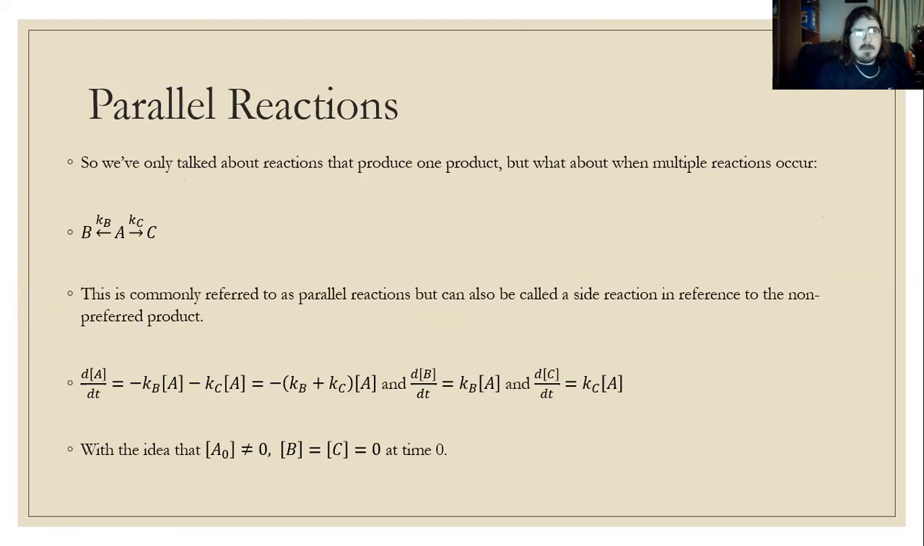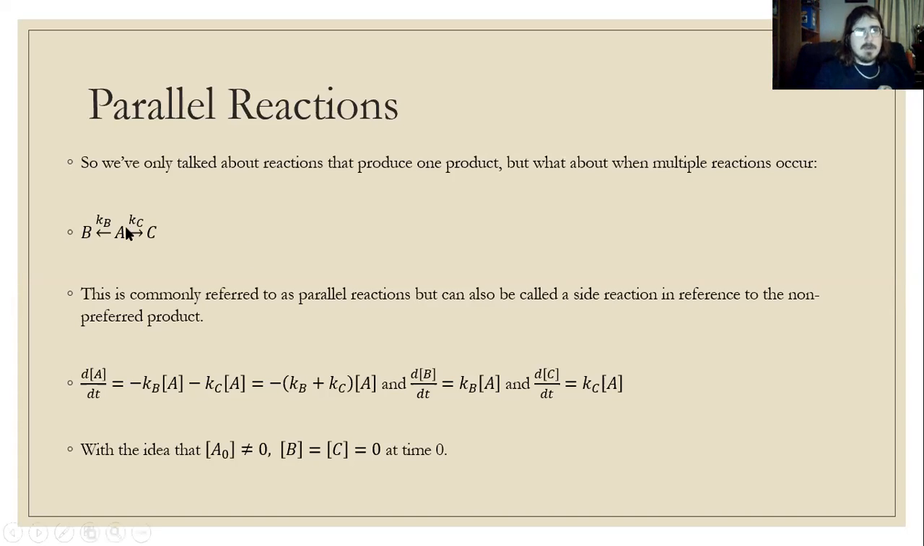Now, up until now, we've only talked about reactions that produce one product. What about multiple reactions that occur? This is often the case in organic chemistry. You might have a kinetic product and a thermodynamic product, depending on the rate law.